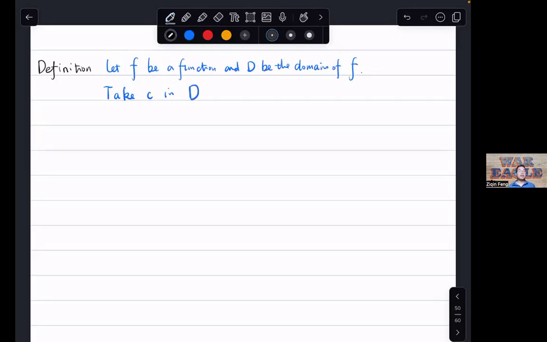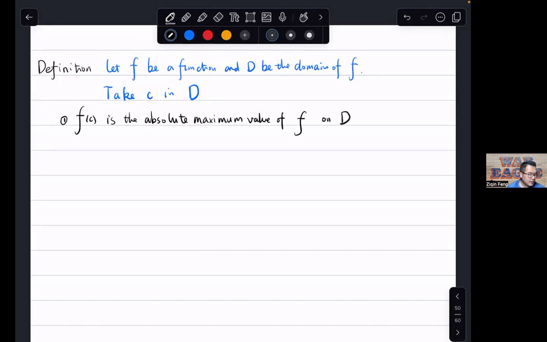So what's the meaning of f of c to be absolute? There might be more than one place where you have the absolute maximum value, right? So the first definition here is: f of c is the absolute maximum value of f on D.